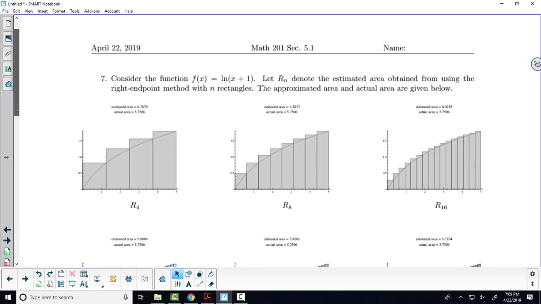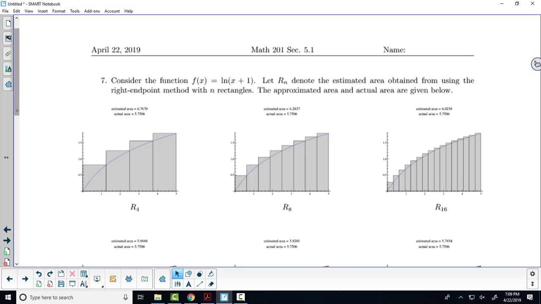So here we have this function, the natural log of x plus 1. I've graphed it for you. And I told the computer to compute R4, R8, R16. These are the right endpoint methods. You notice that? And each time I'm doubling the number of values, the number of rectangles.